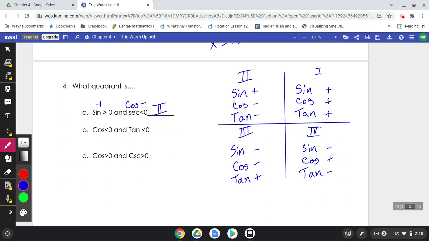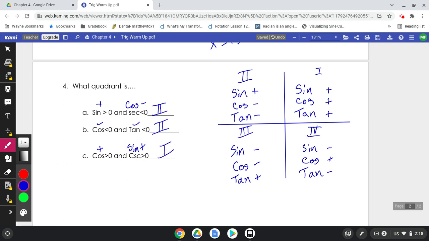Next one, cosine is less than 0, so that's negative. Tangent's less than 0, that's negative. Where is both cosine and the tangent negative? Over here in quadrant 2. Next one, cosine is positive, so it has to be either 1 or 4. The cosecant, that one matches up with sine, is also positive. They're both positive in quadrant 1.